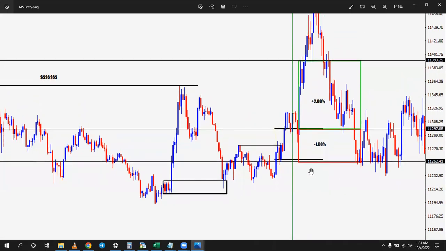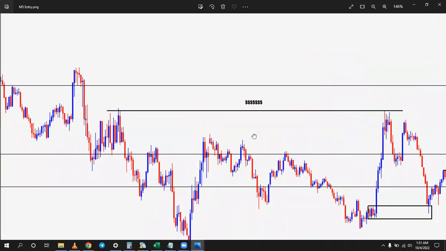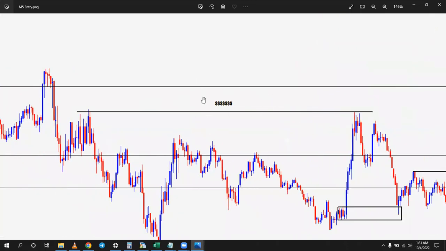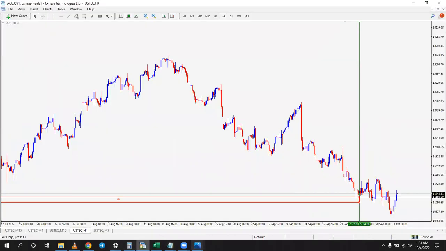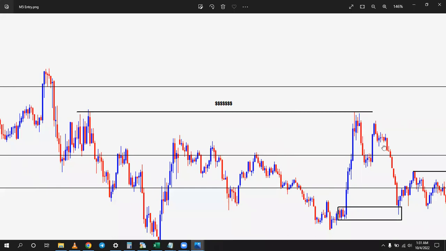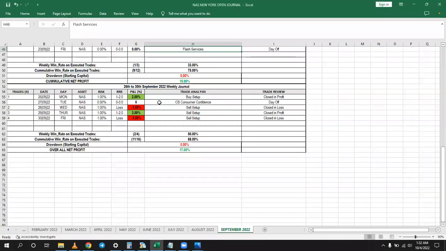And you can now see when the session opened, price just spiked up. Also here we had equal highs, meaning we had liquidity right there. I think I explained the aspect of liquidity levels. You also have to look out for them. Yeah, so that was the trade basically, the BADSOP right here. It was a nice buy setup, and that buy setup closed in profit.